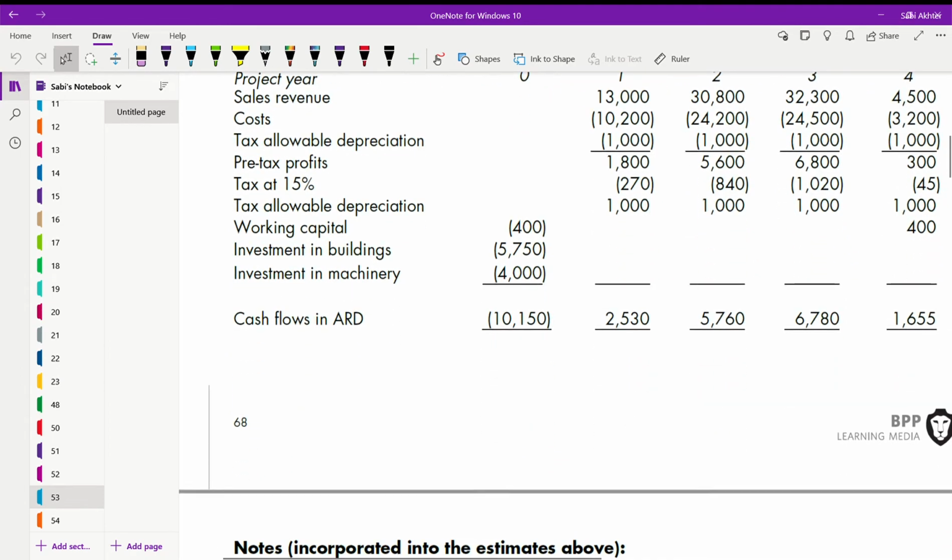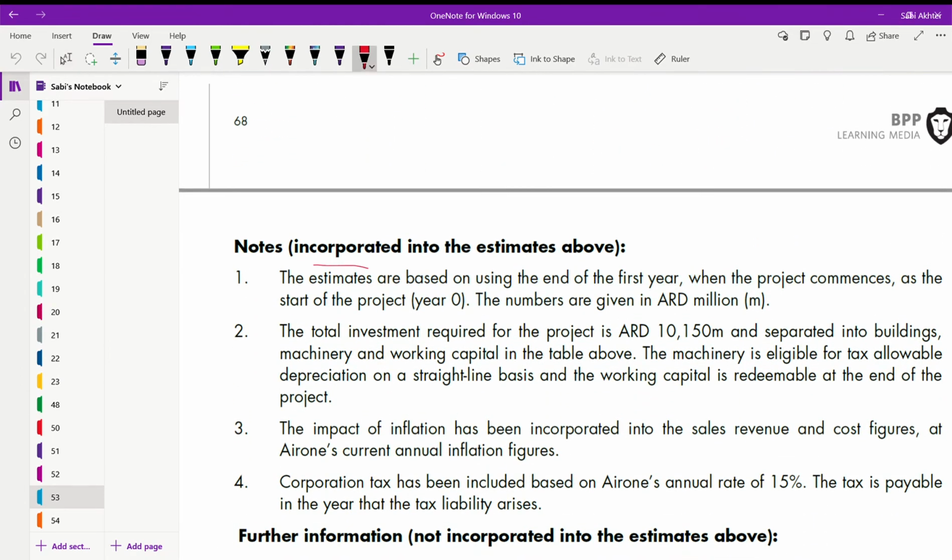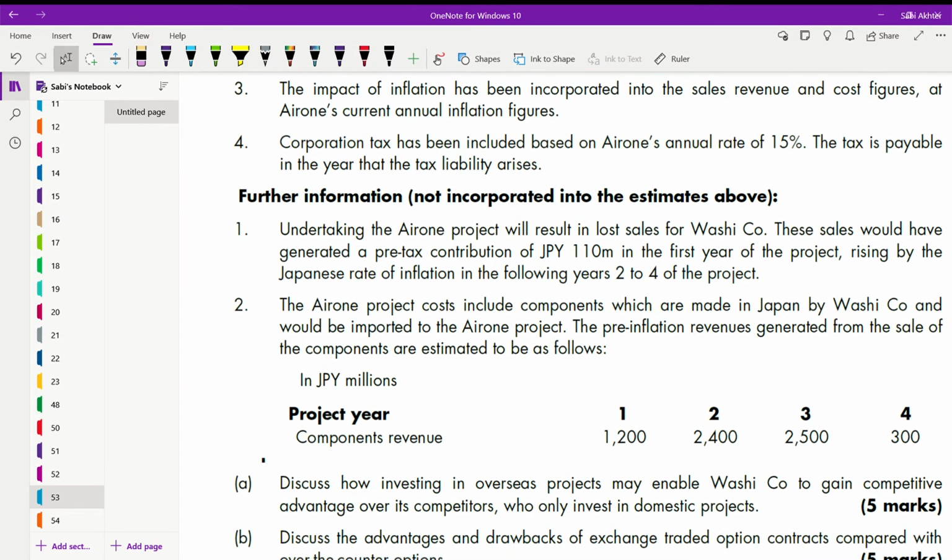So that means this table you don't have to create. Some notes are there. Look here. This is already incorporated into the estimates above, so you don't have to go and change this figure. But these are the figures which are not incorporated. This you have to go and change in the table above. Right?